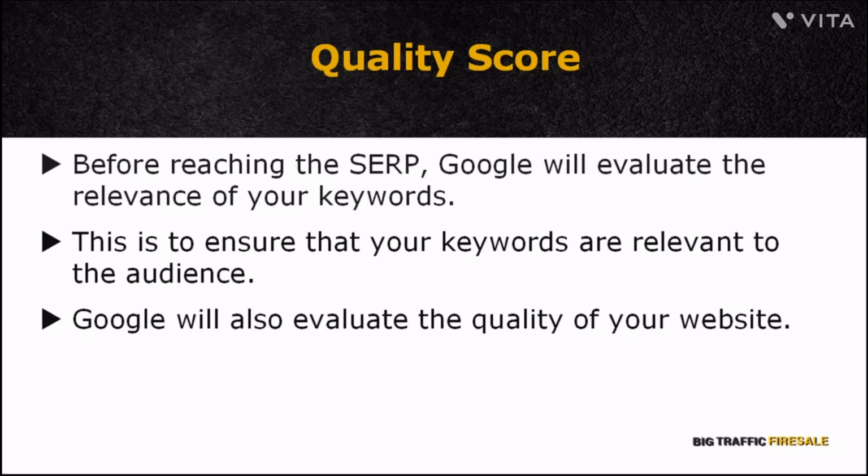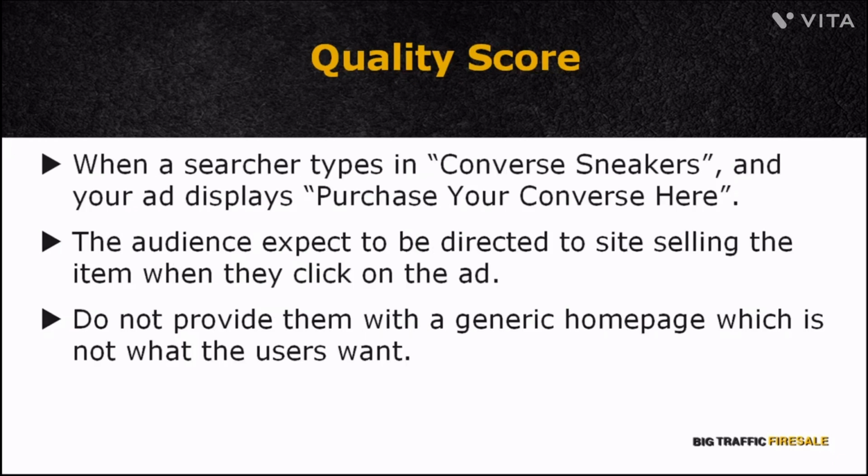The next factor is the quality score. Before your keywords can reach the results page, Google will evaluate the relevance and the usefulness of your selected keywords for ads. This is to ensure that your keywords are relevant to the users. Google also looks into the quality of your website. For example, if the user types in Converse sneakers and your advert is "Purchase your Converse here," once they click on your ad, they would expect to be directly led to a website selling Converse sneakers and not a generic homepage, which is not good enough and is not what the user wants.